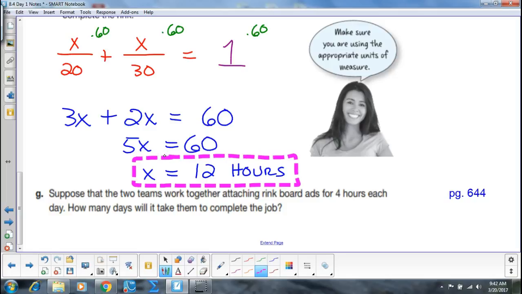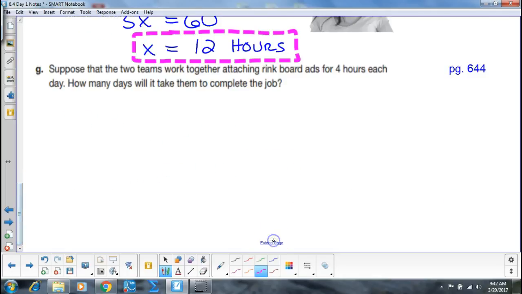Okay? So if the teams worked together attaching rink boards for 4 hours each day, how many days would it take them to complete the job? Take them what? 3 days. Okay?